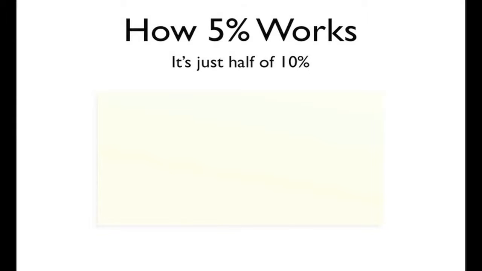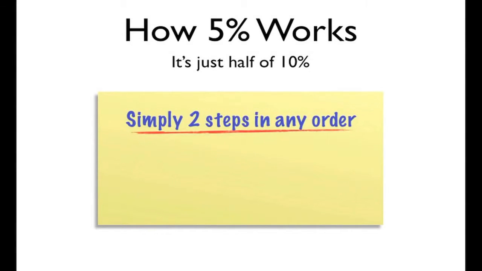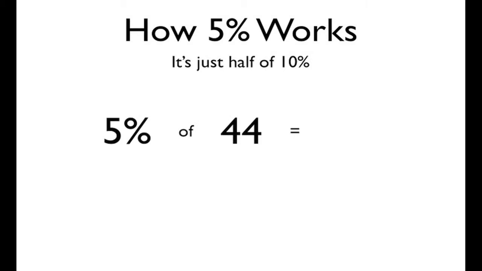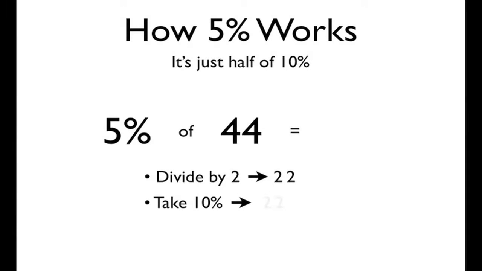5%. Well, 5% is just half of 10%. So the two steps to solve 5% in any order are divide by 2 and take 10%. You can take 10% first or divide by 2 first. It doesn't matter. We're going to look at it in this example. 5% of 44. Well, we're going to start off this time by dividing by 2. So 44 divided by 2 gives us 22. Then we take 10%. Well, move the decimal place over one gives us 2.2. That's all there is to it. It's really easy.